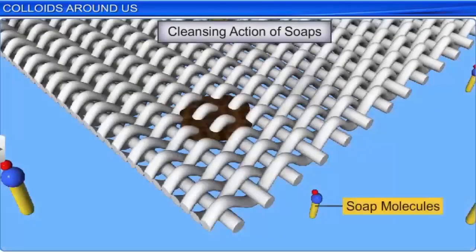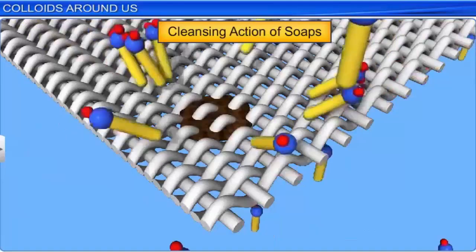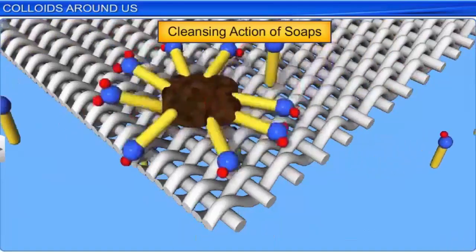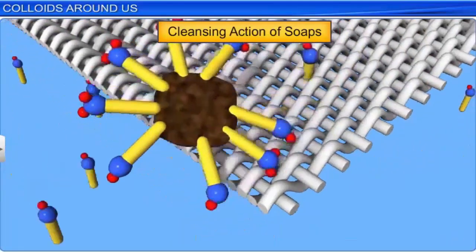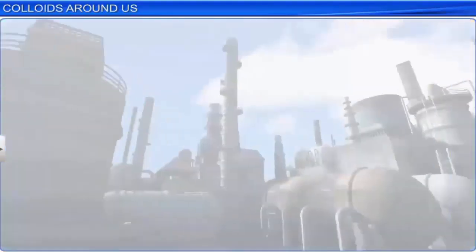A noteworthy example you are already familiar with is the cleansing action of soaps. Soap solutions are colloidal in nature. They remove the dirt and oil particles either by adsorption or by emulsifying the greasy matter sticking to cloth. Let us now look at some industrial applications of colloids.